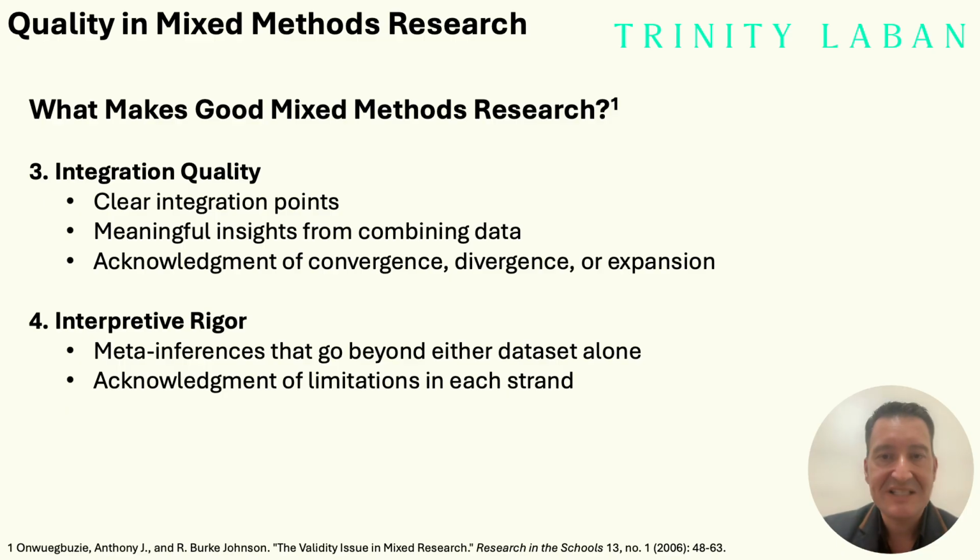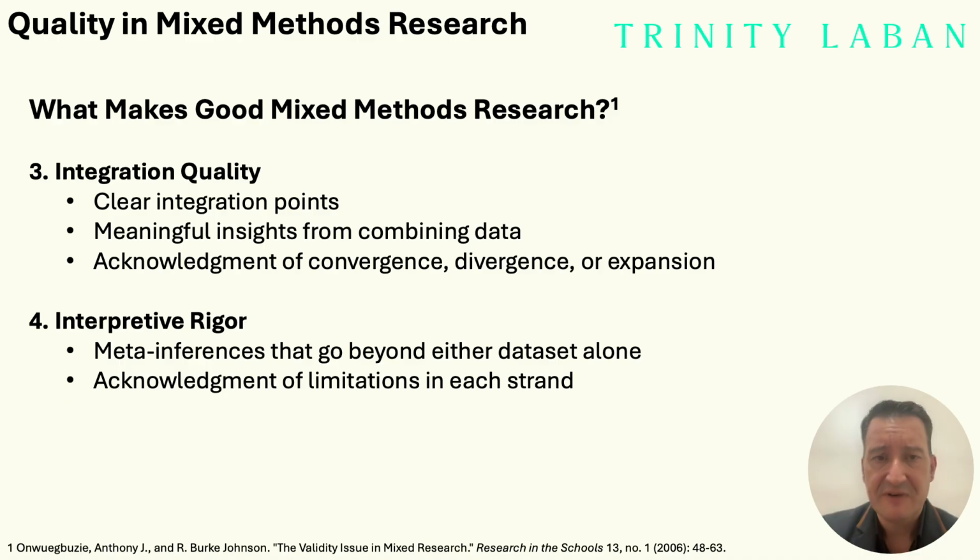If your quantitative and qualitative findings simply sit next to each other, saying the same things in different ways, it's not particularly valuable and it's not high quality mixed methods research. The power comes when one explains the other, or when they reveal different dimensions of the same phenomenon, or when their divergence allows it to highlight some form of complexity. You need to acknowledge convergence, divergence, or expansion.